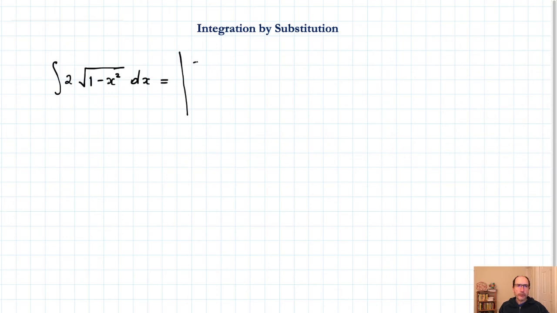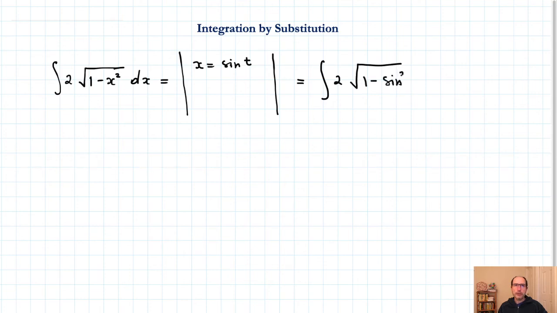So let's go ahead and substitute instead of x, sine of t, where t is our new variable. The first part of making this substitution is completely mechanical. We go into our integral, and everywhere we see x, we replace x with sine of t. And so we get the integral of 2 times the square root of 1 minus sine squared t times the differential of sine t.